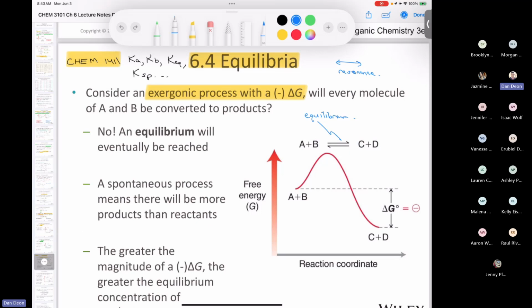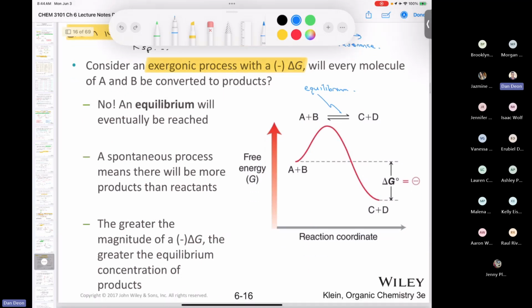We get a mixture of reactants and products, and we say that an equilibrium is reached. Now, this actually happens to show an exergonic reaction where it is mostly products. So what it means by a spontaneous process, okay? A spontaneous process, its true meaning is nothing more than this. There's going to be more products than reactants, okay?